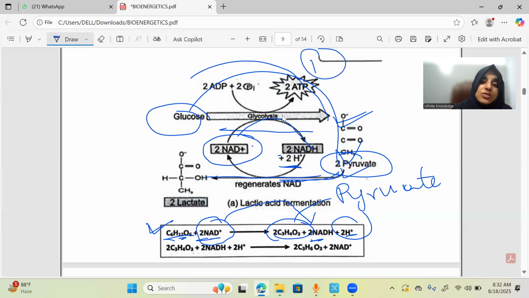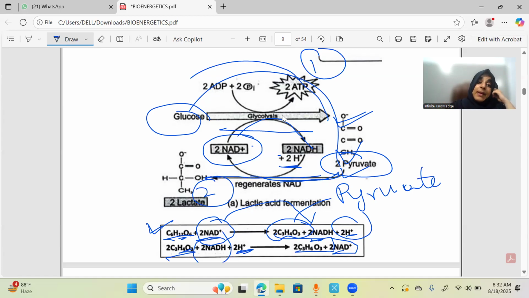Now in the second phase of the reaction, this is number 2. What happens over here? Pyruvate reacts with the NADH, which was formed in the above reaction, plus 2 hydrogen in order to form 2 molecules of lactate and 2 molecules of NAD. So this NADH is again converted into NAD positive. First it was produced and now it is converted.